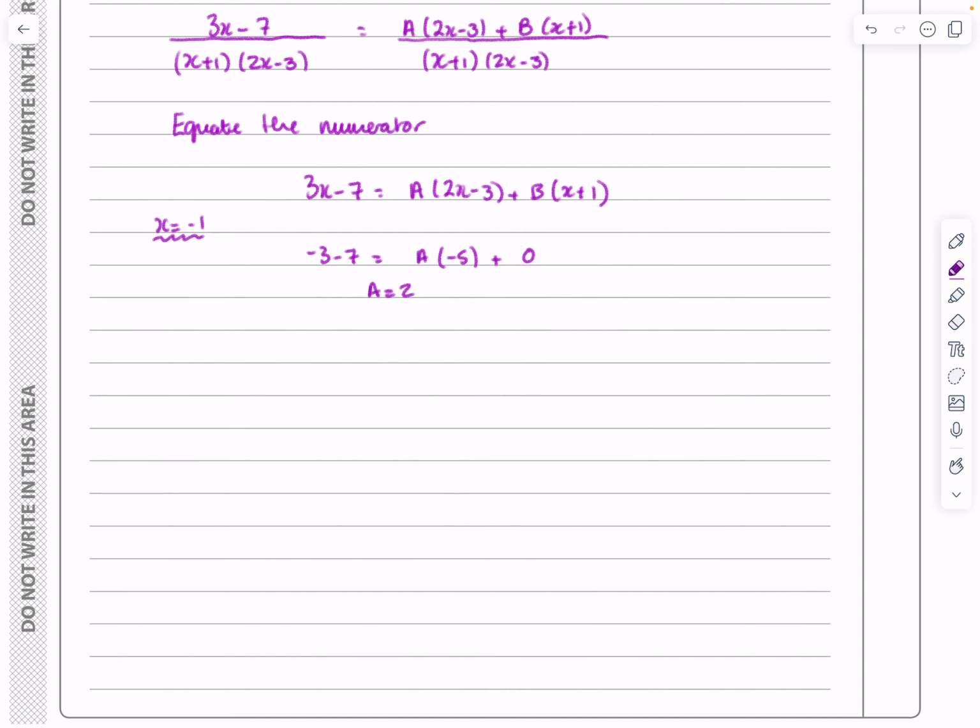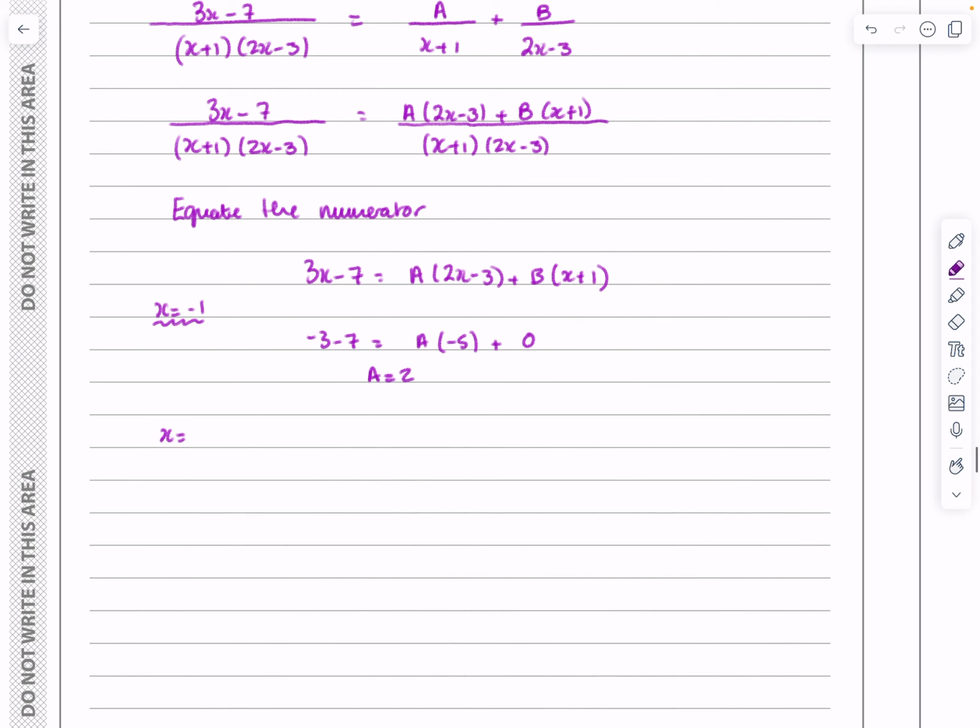Then I'm going to choose x equals what? Well, what am I trying to do? Just really, really quickly, I want that bit to be 0, don't I? So if that bit's 0, I'm going to have to choose x equals 3 over 2. I don't do that as part of my answer. Let's just explain it to you guys.